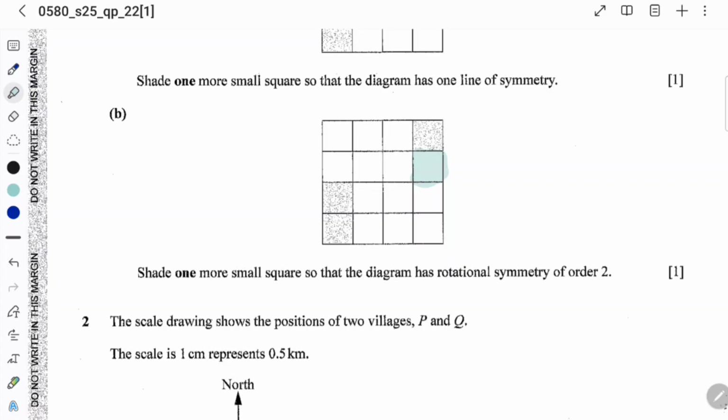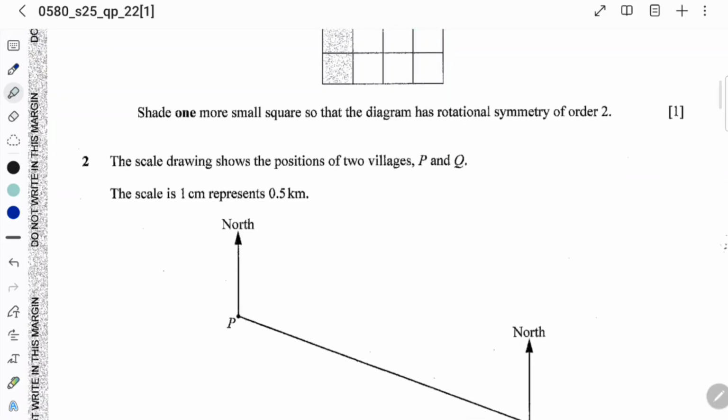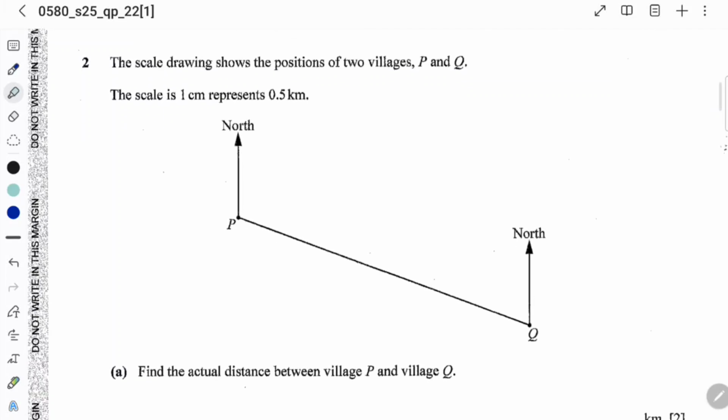Question number 2. The scale drawing shows the position of the two villages P and Q. The scale is 1 centimeter to represent 0.5 kilometers. Find the actual distance between the villages P and Q. For this we'll have to take our ruler and measure how long the line PQ is, and then with the help of the scale, 1 centimeter equals 0.5 kilometers, we multiply that measurement by 0.5 to get our answer in kilometers.